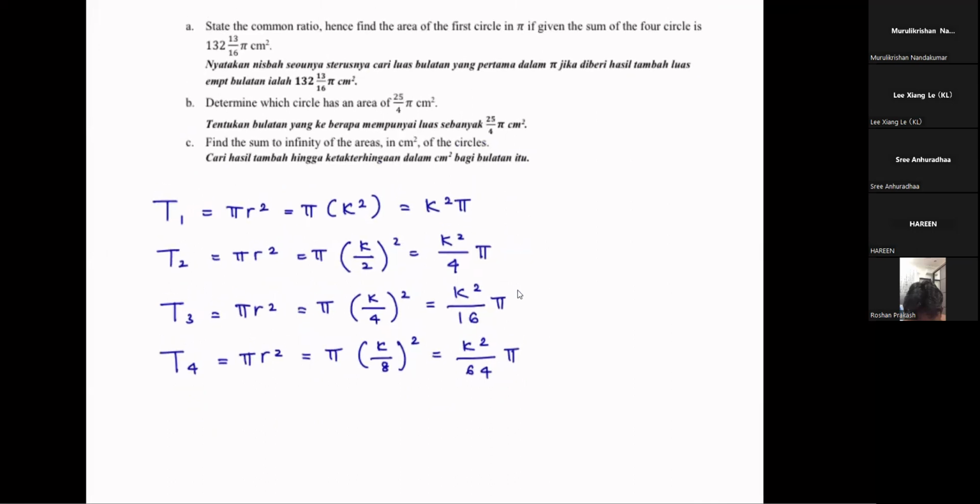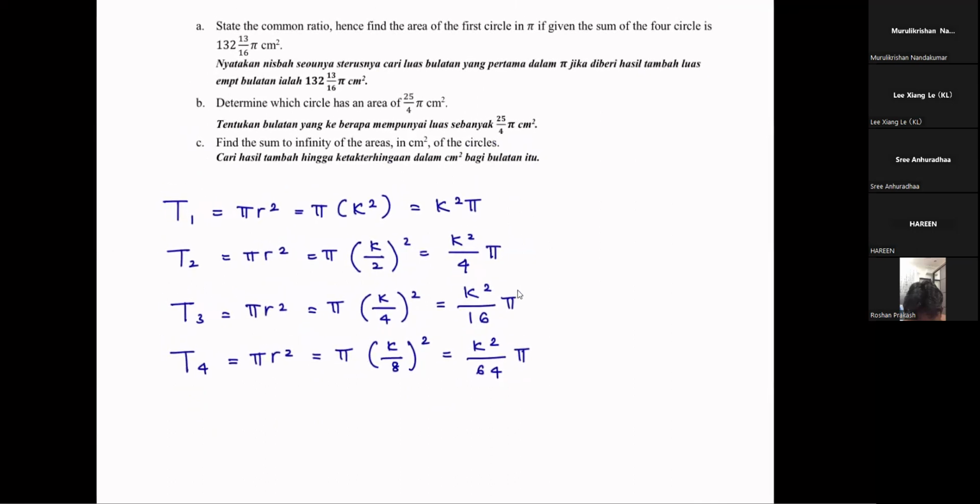So apa dia minta? Find the common ratio in terms of pi. Common ratio is R. Ambil ini bahagi dengan atas lah. K 2 over 4 pi divide by K square pi. That means yang mana boleh potong. So what's the value? 1 over 4. Okay, done. So R common ratio done.